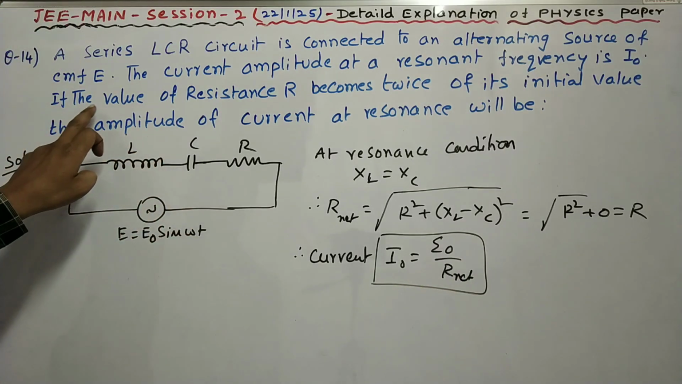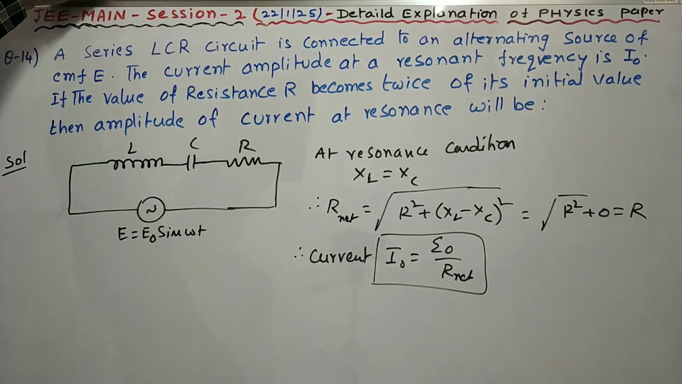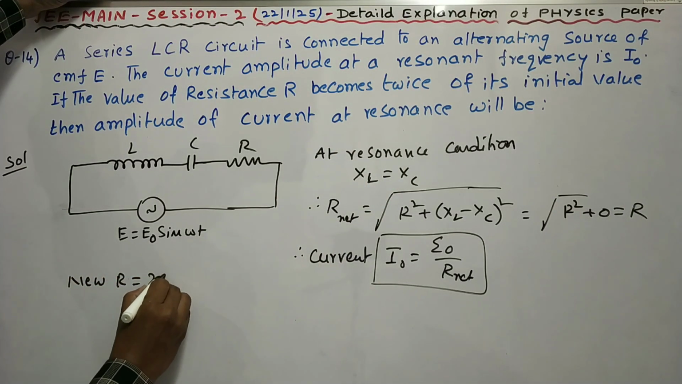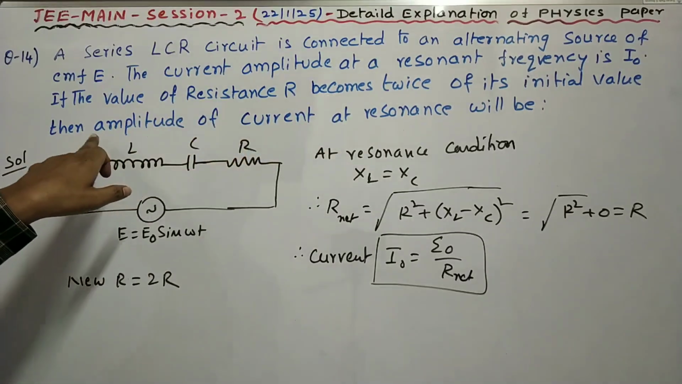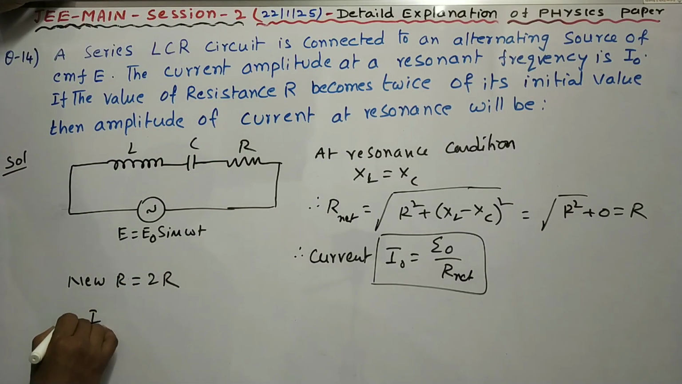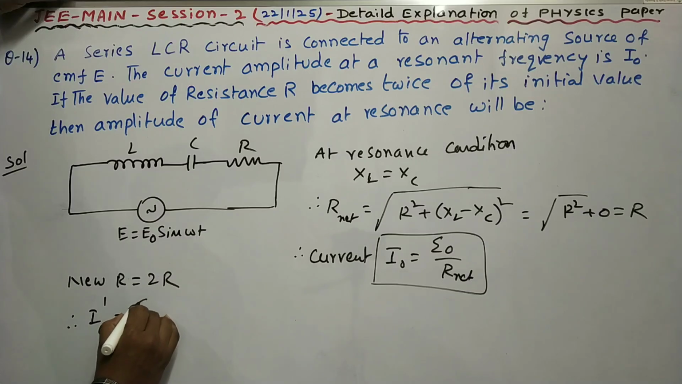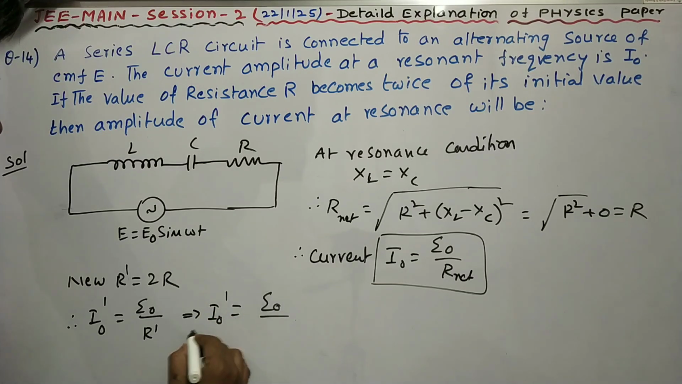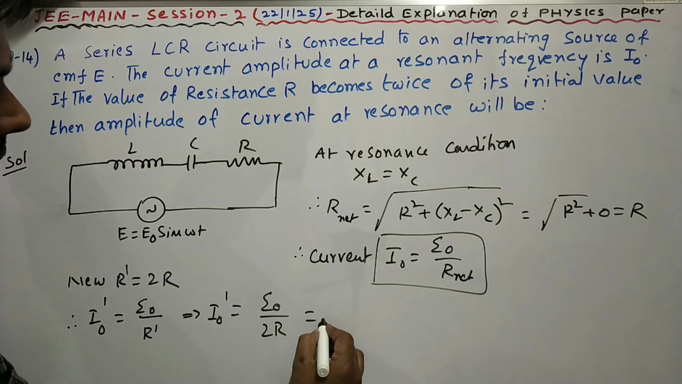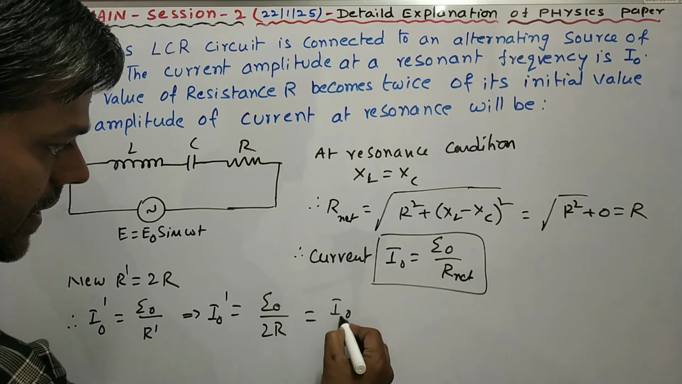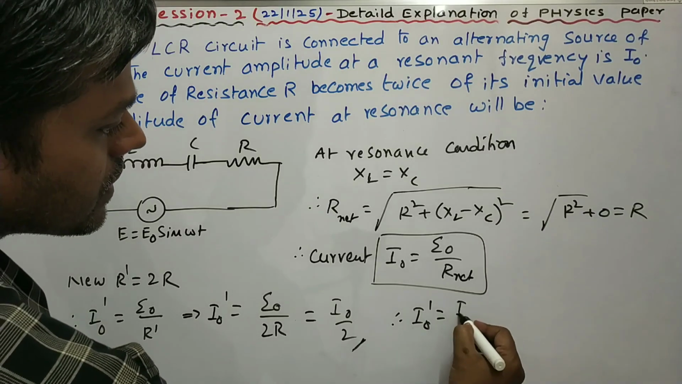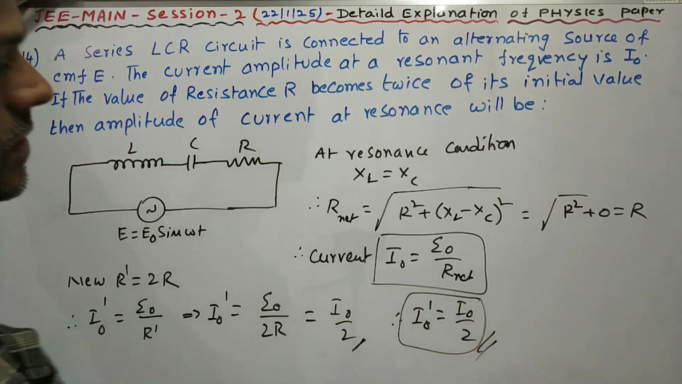Later, what happens if the value of resistance R becomes twice its initial value? The new resistance R dash is equal to 2R. Then the amplitude of current I0 dash is equal to E naught by R dash, which is E naught by 2R, which is equal to I naught by 2. Therefore, current I0 dash is equal to I naught by 2. This is the answer for this question.